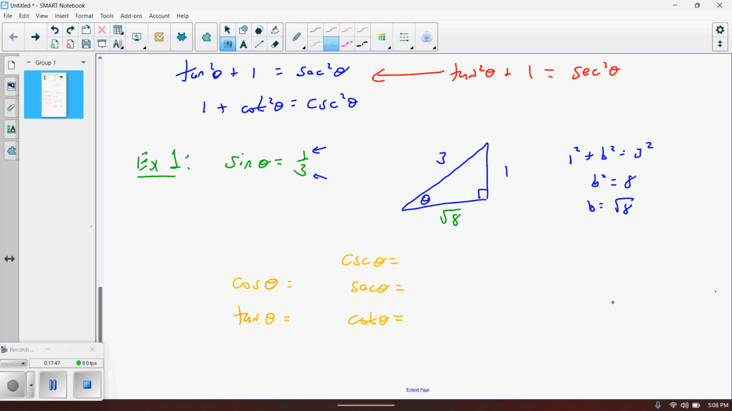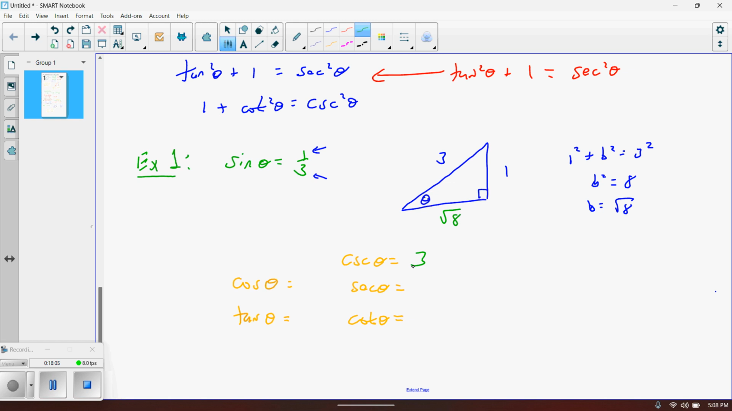The easy one to do is cosecant. Given the fact that they told us that sine was 1/3, since I know cosecant is the reciprocal, I'm just going to take that fraction and flip it over, which means that the cosecant is 3. Again, that's supposed to be in green. Why is that not writing in green?